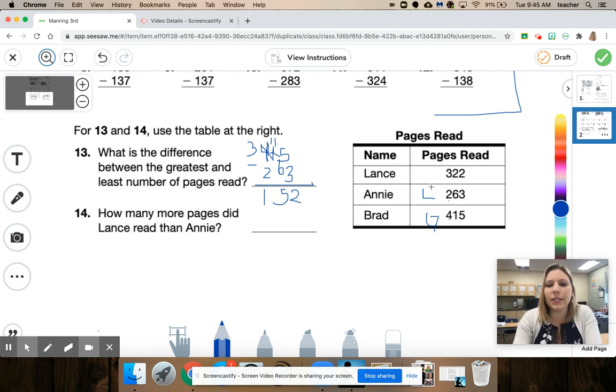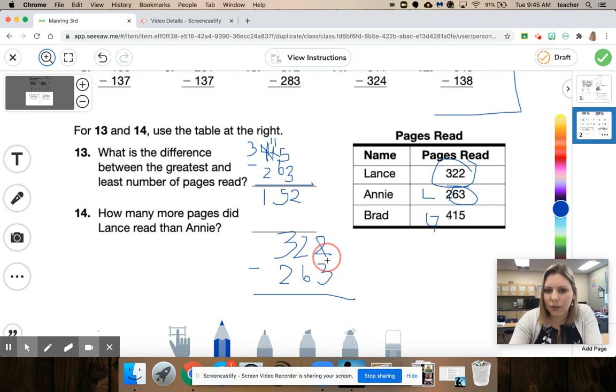How many more pages did Lance read than Annie? So now I've got Lance and Annie. So I need 322. This is so sloppy, I'm sorry. Minus 263. So 2 minus 3, I cannot do. I need to borrow. So I've got 12 here because I added 10. And instead of 2 10s, I have 1.